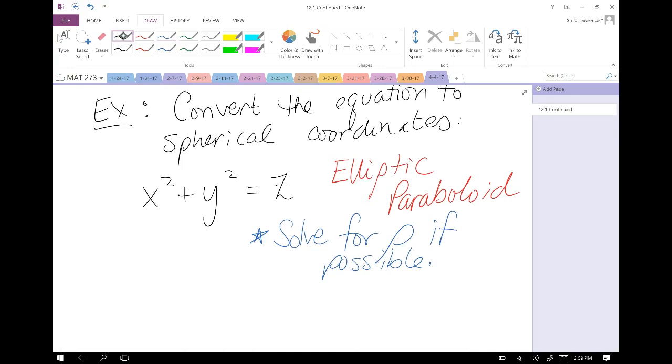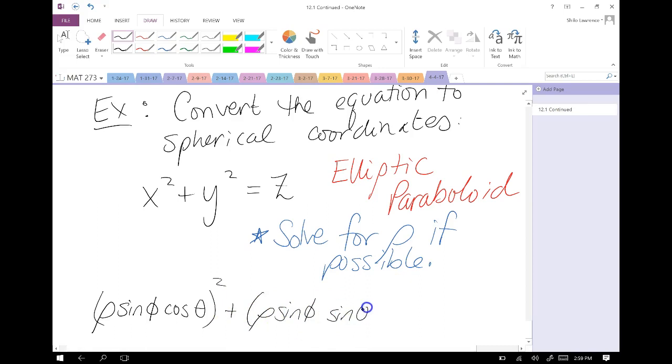So I'm just going to start by replacing, and then we'll try to simplify after that. So x is rho sine phi cosine theta, and the equation says we need to square it. Y is rho sine phi sine theta, and the equation says we need to square it. And then z is rho cosine phi.